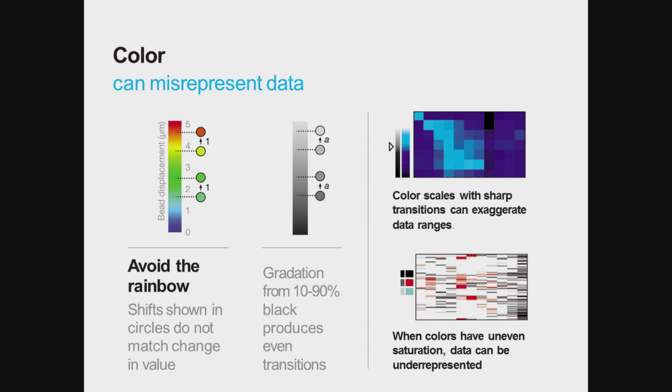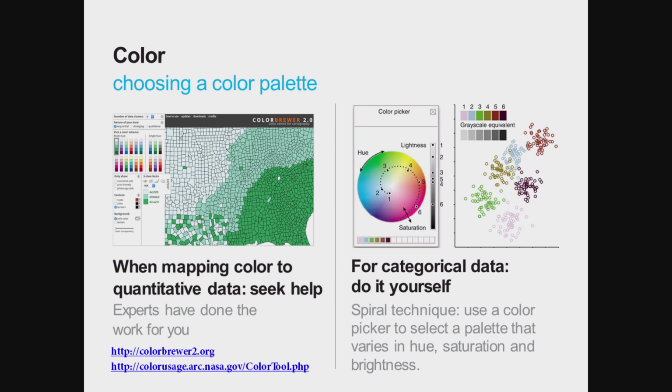And then just a few other examples here on the right. So, if you have a color scale that has a sharp transition, you can see how that's exaggerating the data range. And then if you look at the one below it, make sure that the colors you've chosen in your palette have equal saturation, because the light blue there just drops out. You don't even see the data there. So you may ask, well, how do I choose my colors? It depends on what you're doing with color.